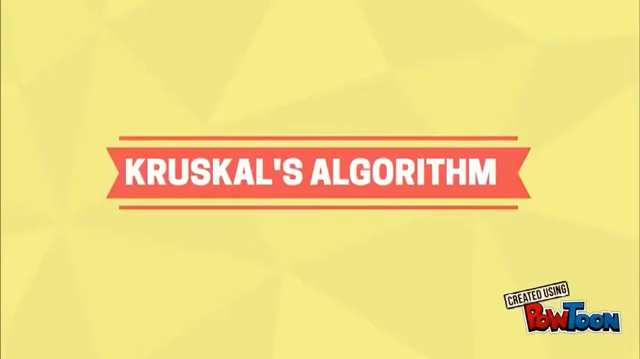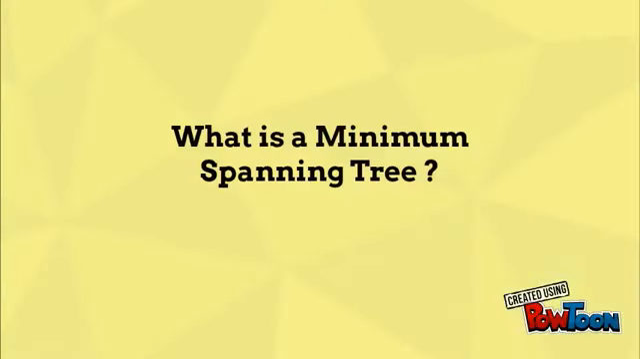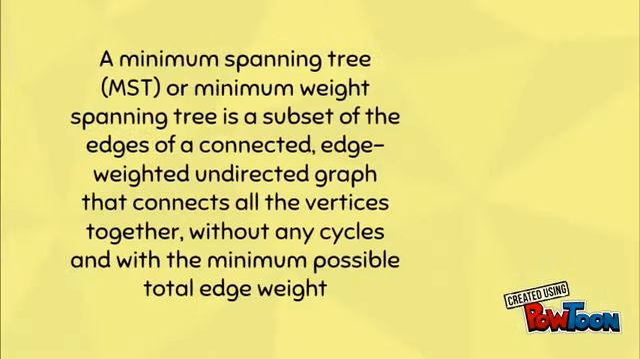Today we will be discussing Kruskal's algorithm. Now I will speak about what a minimum spanning tree is. A minimum spanning tree is a subset of the edges of a connected edge-weighted undirected graph that connects all vertices together without any cycles and with the minimum possible total edge weight.